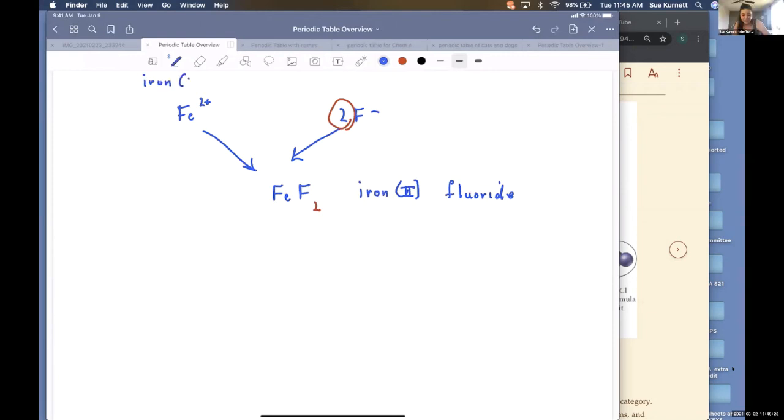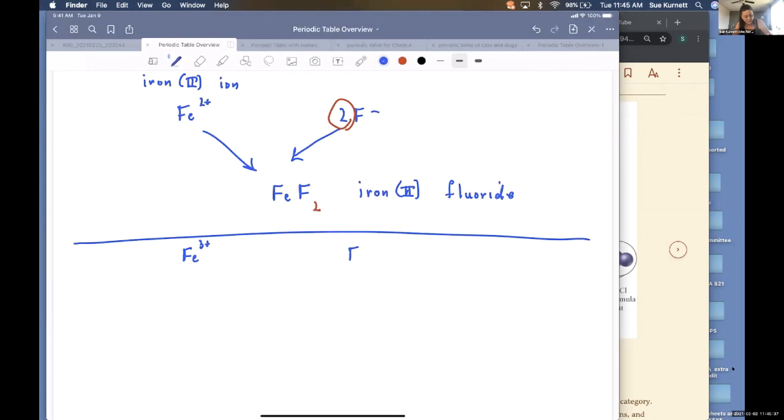Why? Well, I have to state the charge in the name, or you wouldn't know because there's more than one possibility for iron. So now I'm going to do that same idea here, but instead of iron 2, I have a completely different ion, which is more stable, iron 3. So we need 3 fluorides to balance that +3 charge. And then that 3 is going to show in the formula as a subscript. So iron 3 requires 3 fluorides. This is iron 3 fluoride.